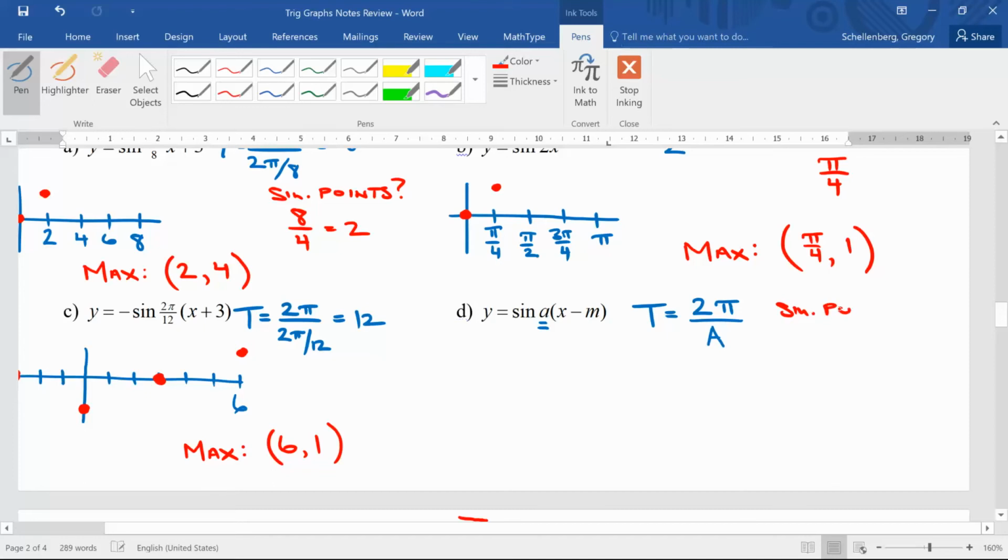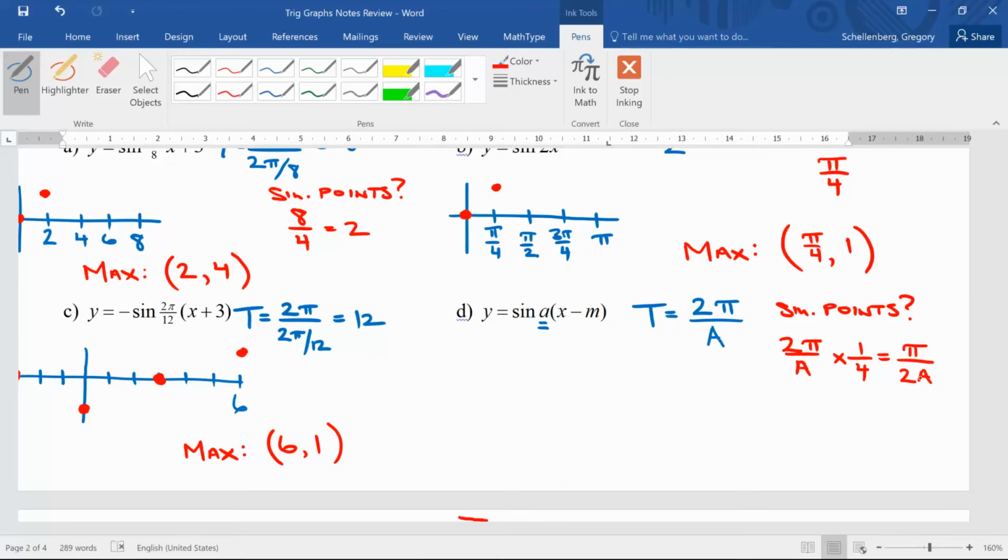Well, we're going to take the period, which is 2 pi over a, and we're going to divide that by 4, or you could think about that as multiplying by 1 over 4. That would give us 2 pi over 4a, which simplifies to pi over 2a. So our sig points occur every pi over 2a units. Let's give ourselves a visual here.